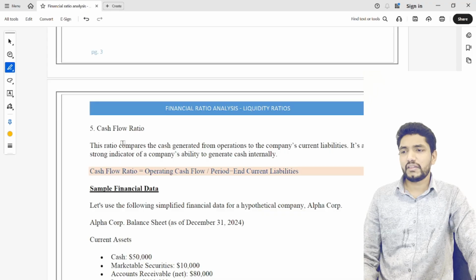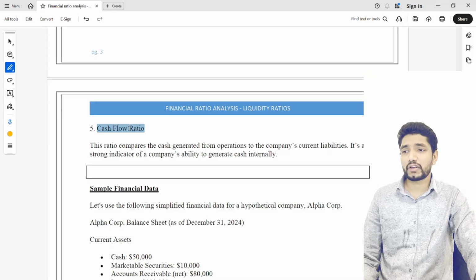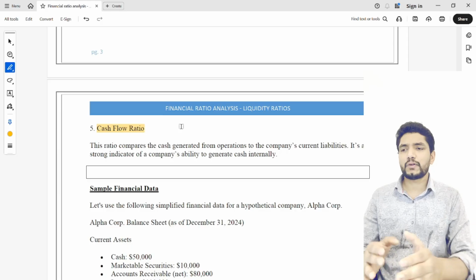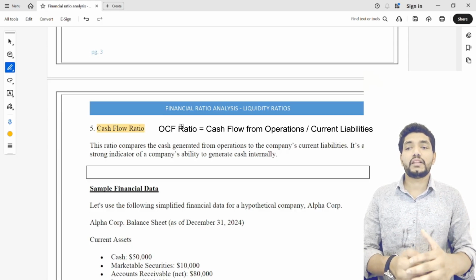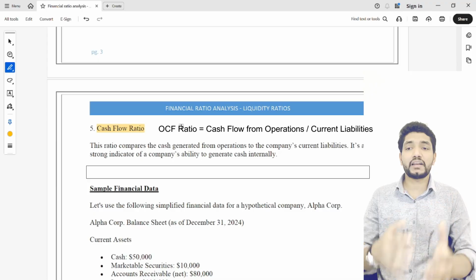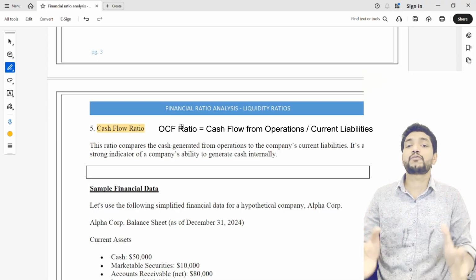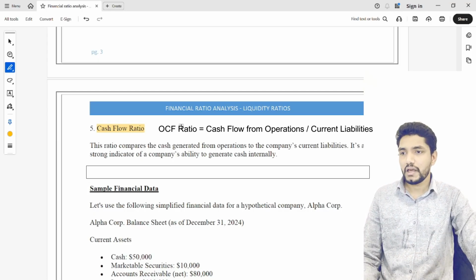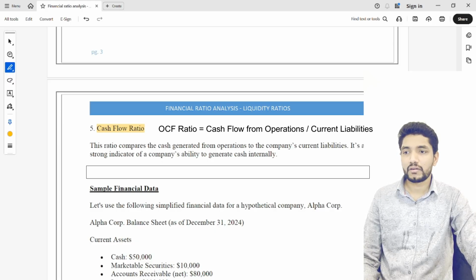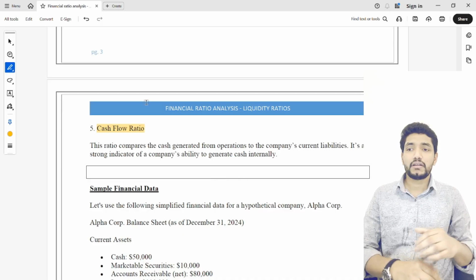The next important ratio is the cash flow ratio. The cash flow ratio measures the ability of a company to pay its current liabilities using its cash flow. The formula for the cash flow ratio is operating cash flow divided by current liabilities.